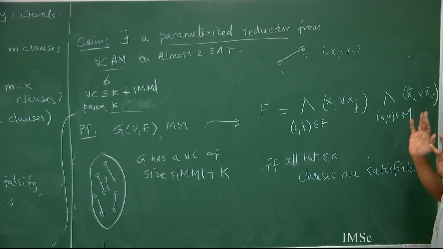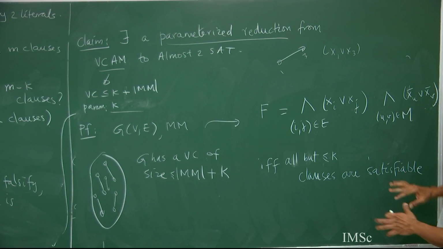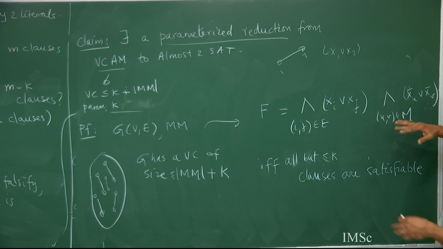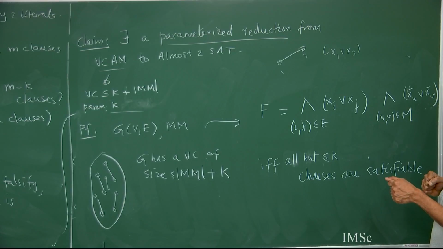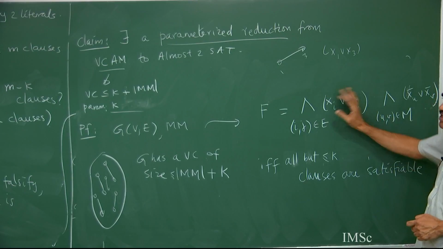So I have an assignment that satisfies all but at most k clauses of this formula. I can get another assignment that satisfies all but at most k clauses, and it will satisfy all these clauses.